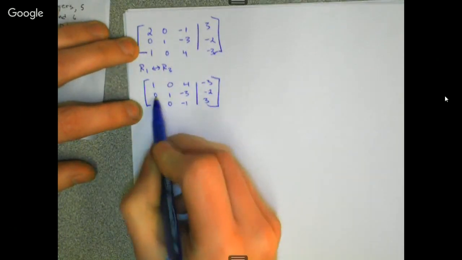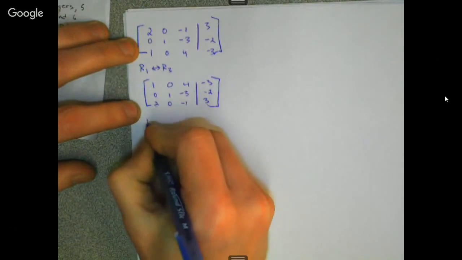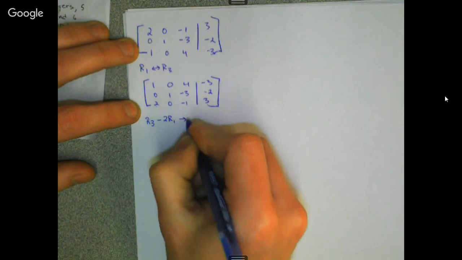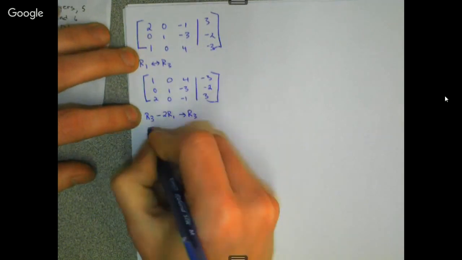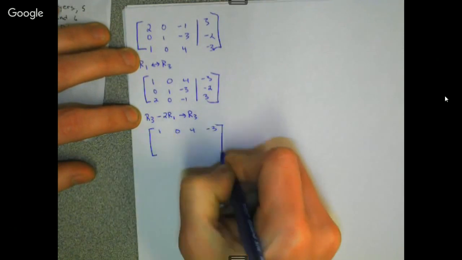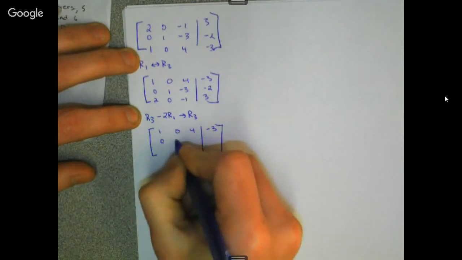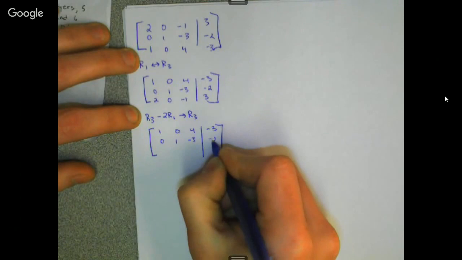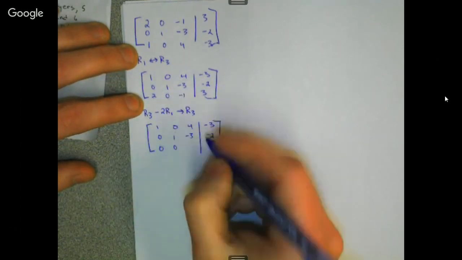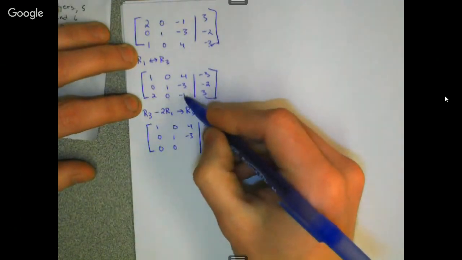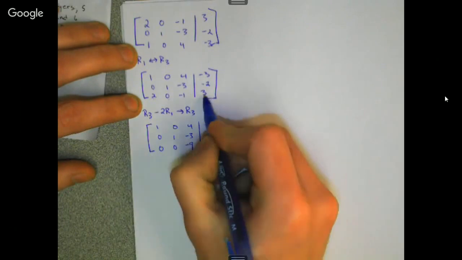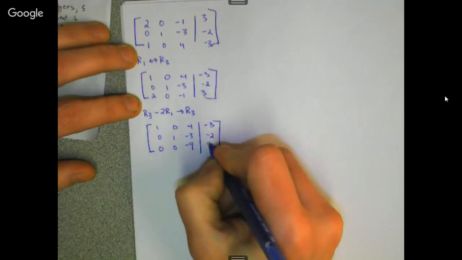Okay, so that's a 0. I need this to be a 0, so we're going to change row 3. We're going to subtract double row 1 and put it back into row 3. Okay, so that's 2 minus 2 is 0. 0 minus 0 is 0. Negative 1 minus 8 is minus 9. 3 plus 6 is 9.